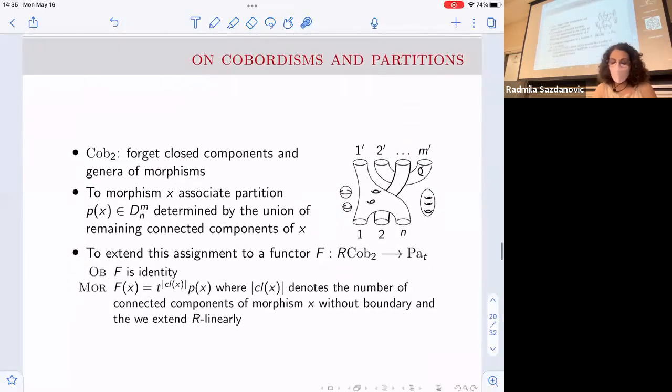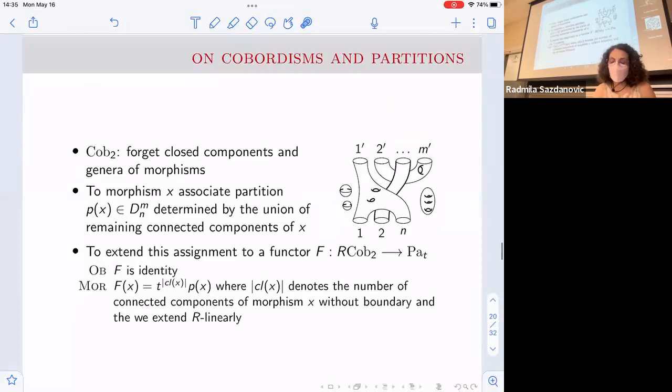Okay, so in more detail, if you have a morphism X, let's say this guy, you can associate a partition that I'm denoting by P of X, that depends on the number of points here and here, by looking at the remaining closed components and just taking the boundary of these guys. Again, you can pick one or the other right here.